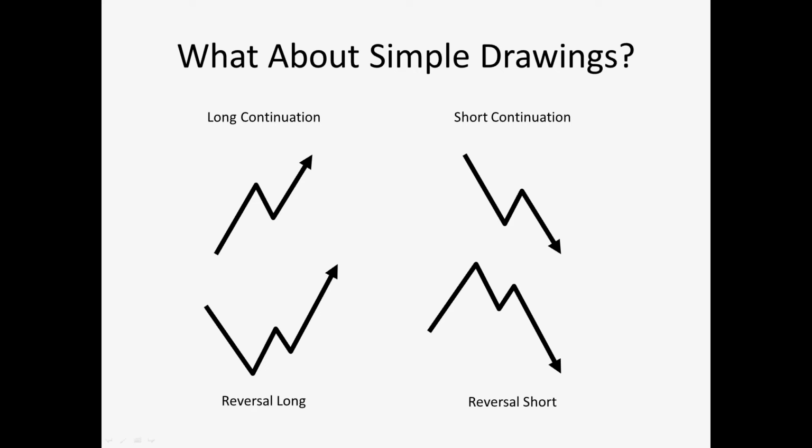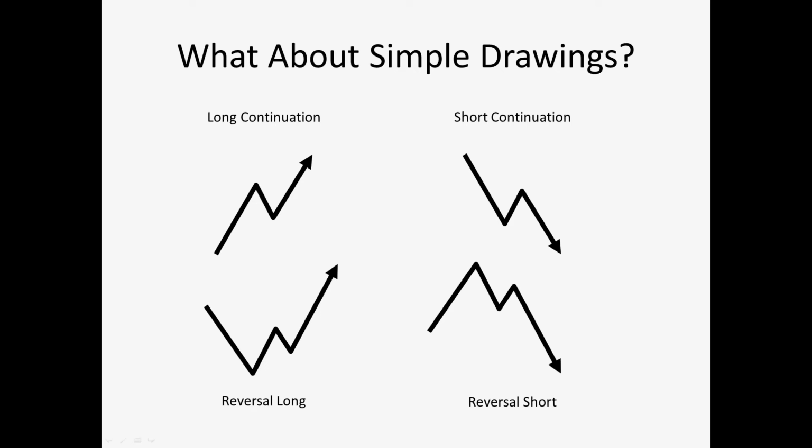We can get into these probably in another discussion, another video. But basically you have long continuation, which is where price is moving up, pulls back, finds support, and continues in its upward path. You have the opposite of that, which is a short continuation. Price falls, retraces, finds resistance, and continues downward. And then you have the failures of each of these patterns.